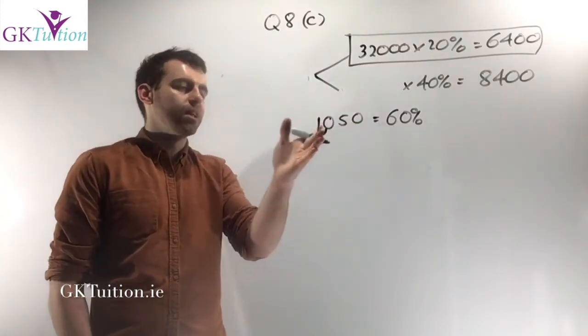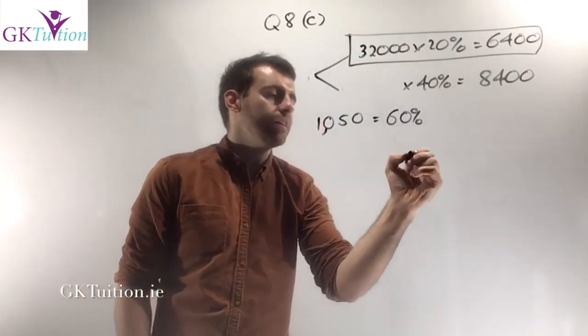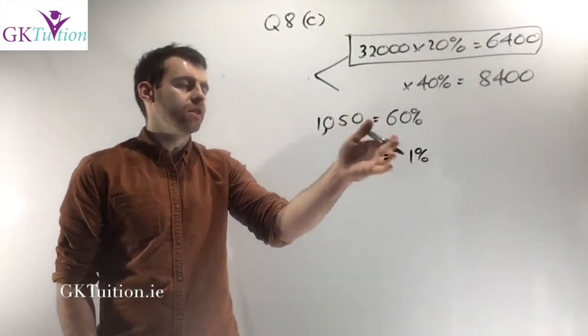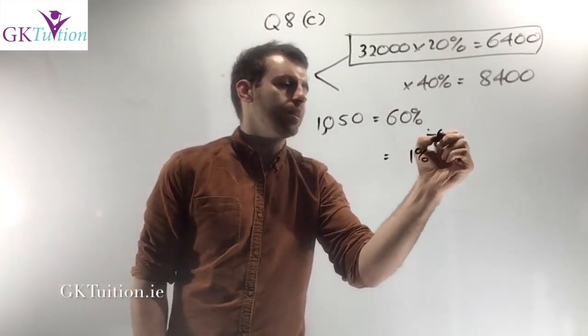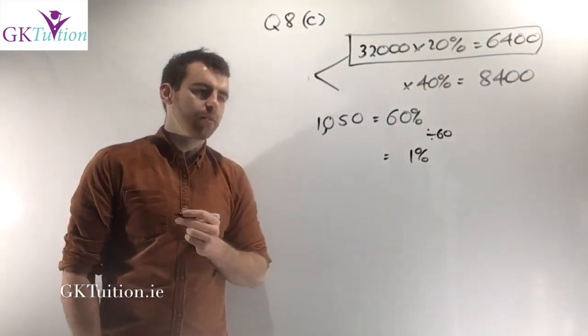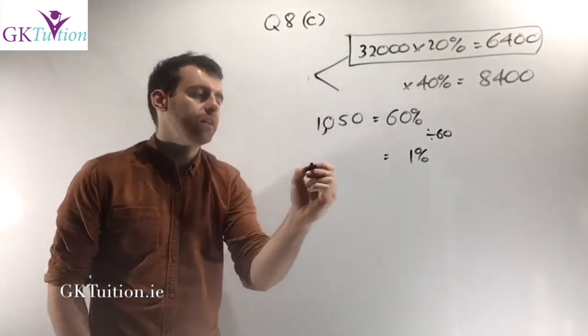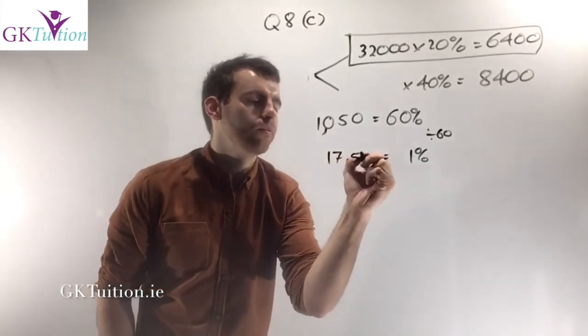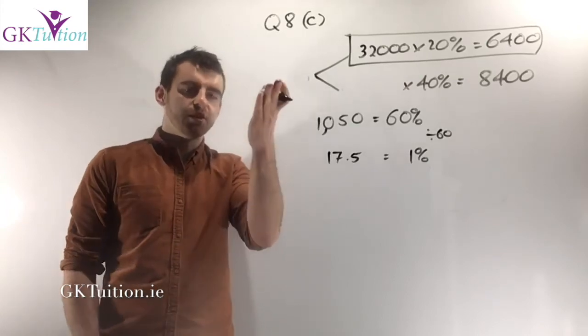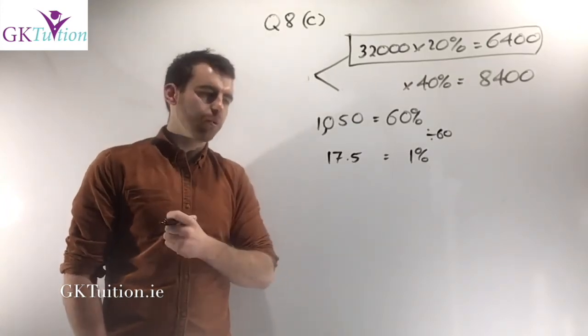If I know 60% is equal to 1,050, the easiest thing to do is to first get 1%. In order to turn 60 into 1, I have to divide by 60. If I divide the right hand side by 60, I also must divide the left hand side by 60. 1050 divided by 60 is 17.5. So 1% of the increase in his gross income is 17.5.